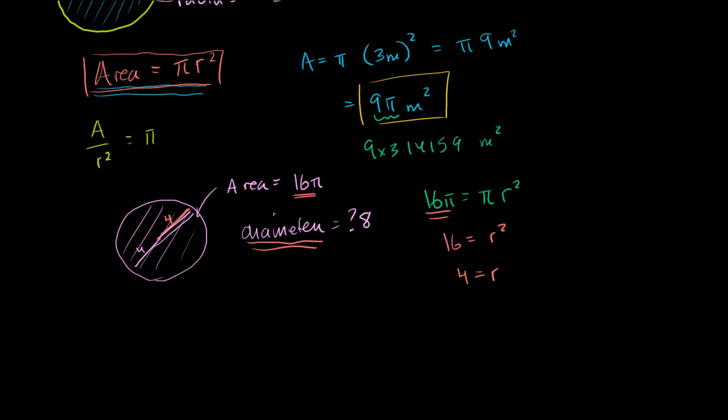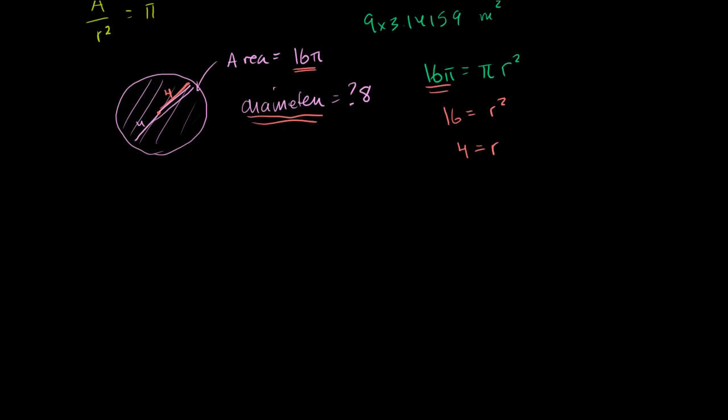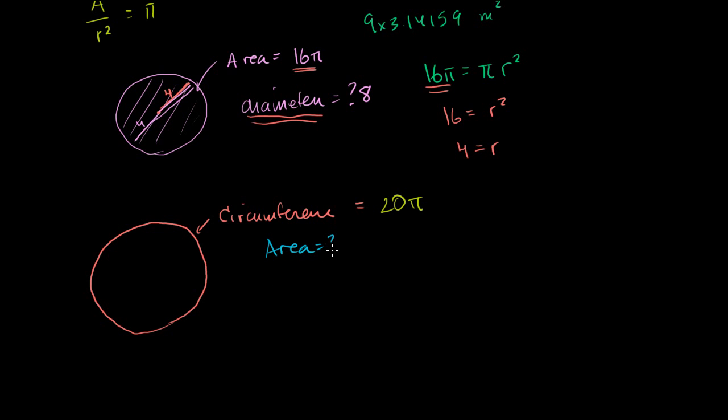Now, let's do a slightly harder one that'll compound some of the other things that we've learned in the past. So let's say that I have a circle here, and let's say that its circumference is equal to 20 pi, and I want to know its area. So the way you do all of these problems is just figure out everything you can given what they've given you, and then maybe you can work out the thing they're asking for.